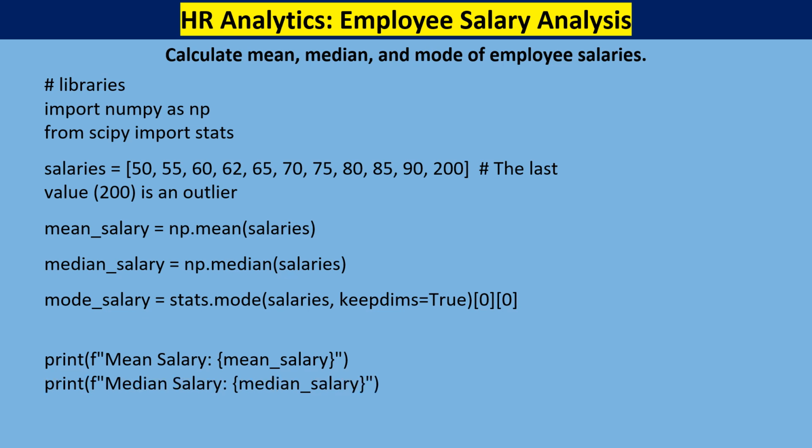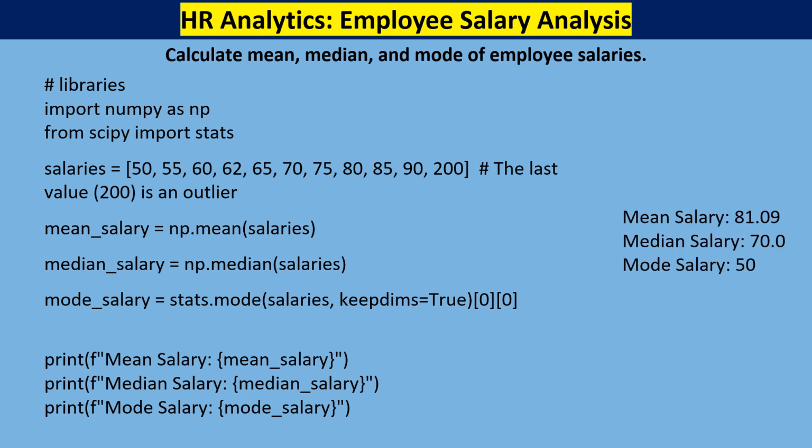The mean can be influenced by outliers, the median is robust to outliers, and the mode shows the most common salary. And we can see here that the mean is influenced by the outlier, but if we compare with the median, that is 70.